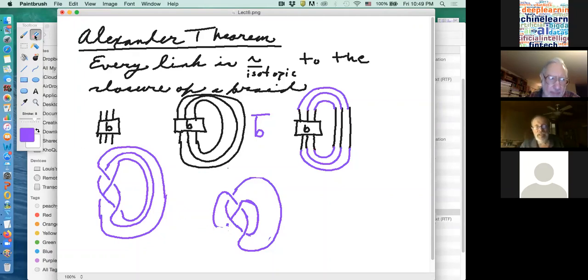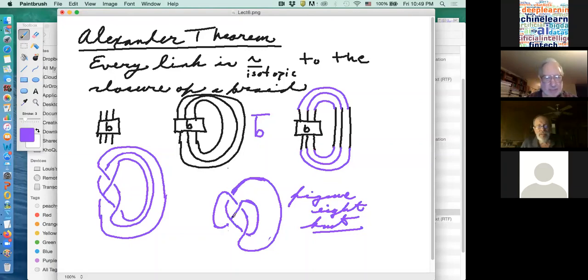And there it is. It's your figure 8 knot. See, there's the figure 8 knot right there. And I did that because I could now show you what the issue must be in thinking about Alexander's theorem, because we just checked that this is isotopic to that, right?